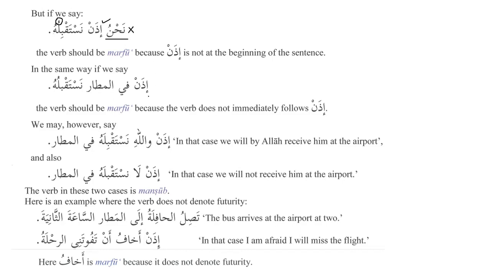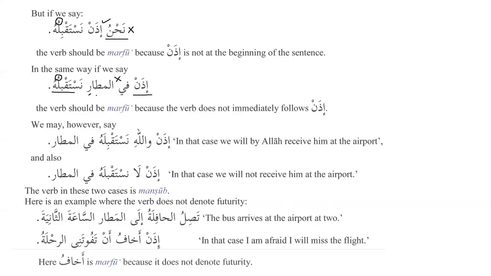And similarly, if you say إذن في المطار, again the condition is not met. What happened over here? There is a gap between the verb and idhan. There shouldn't be a gap. There are two exceptions. What are the exceptions? There can be la nafi over here, or there can be oath over here. Then it's okay. But if there is a gap in between, then we cannot use it. I mean, we can use it, but then we cannot use it as a nasib. It will not give nasb to the mudari.